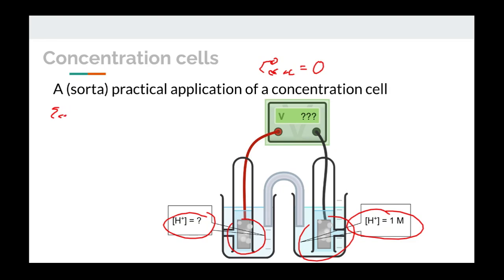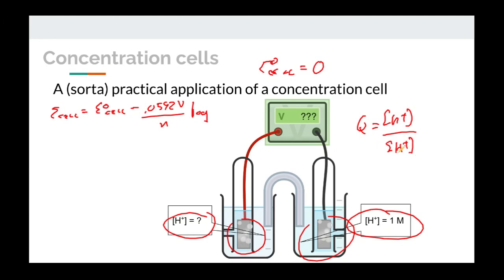But cell potential is equal to standard cell potential minus 0.0592 volts over N, which will be 1 electron in this case, times the base 10 logarithm of Q. Now what's Q? Q is equal to the concentration of H plus on the oxidation side, the unknown side, divided by the concentration of H plus on the other side, which is 1. So Q is equal to the concentration of H plus. Now, if we take the log of Q, going back to this equation, we're really taking the log of H plus concentration.